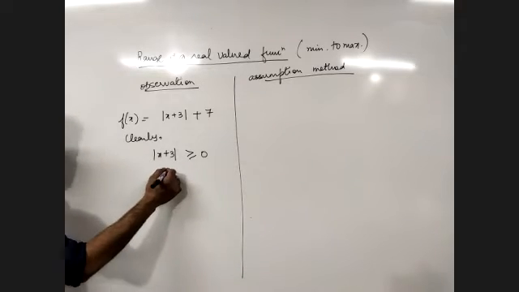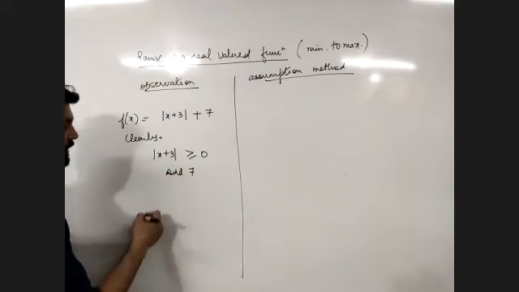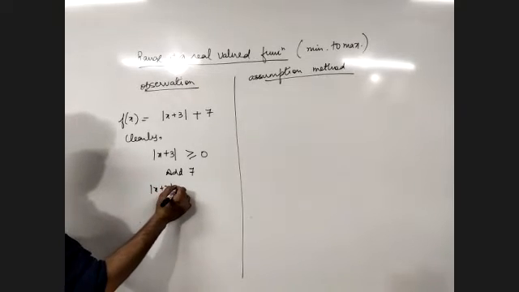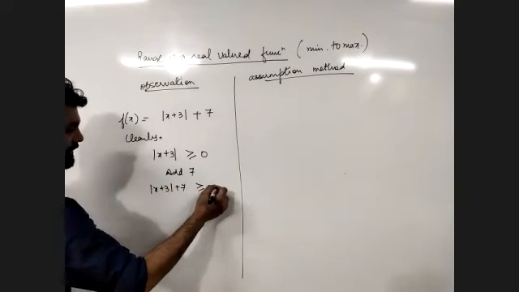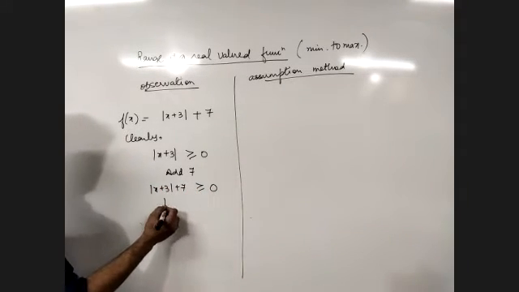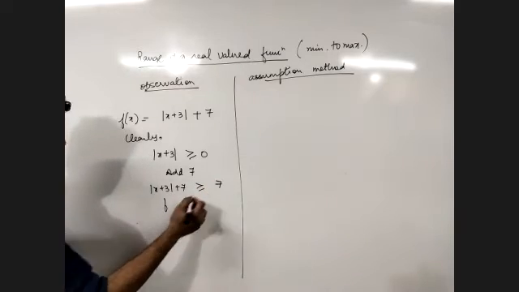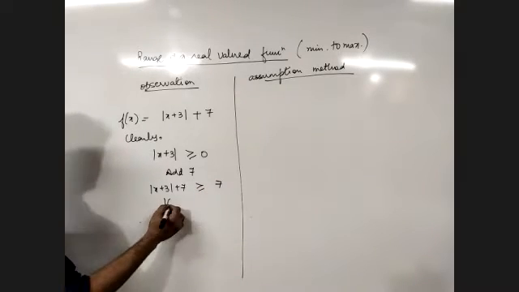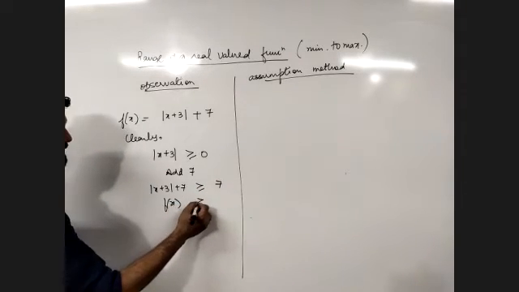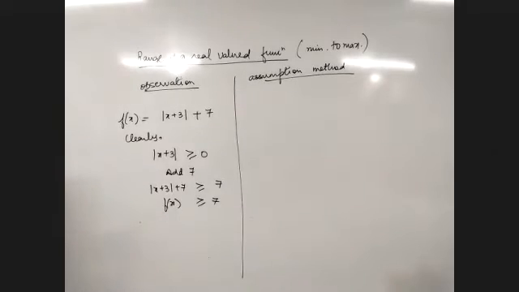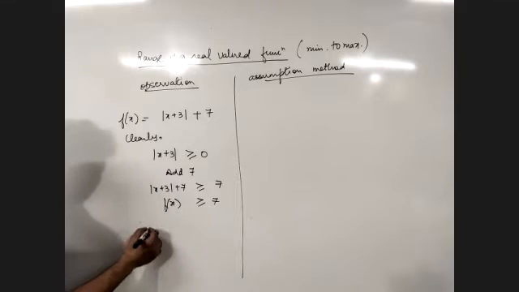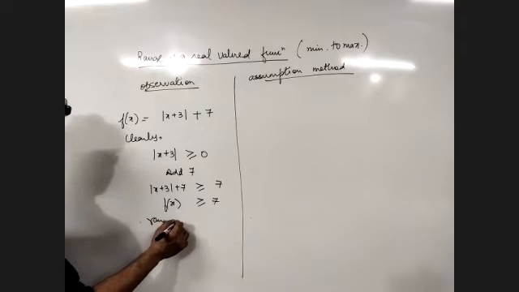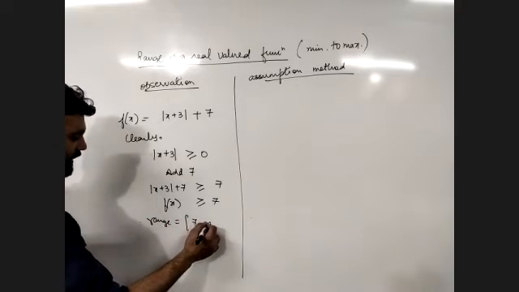Now if we add 7 to this, mod of x plus 3 plus 7 is greater than or equal to, oh sorry, greater than or equal to 7. I was just checking that. f(x) is greater than or equal to 7, right? So what can be the minimum value of this function? 7, and maximum infinity. So what will be the range of this function? From 7 till infinity.